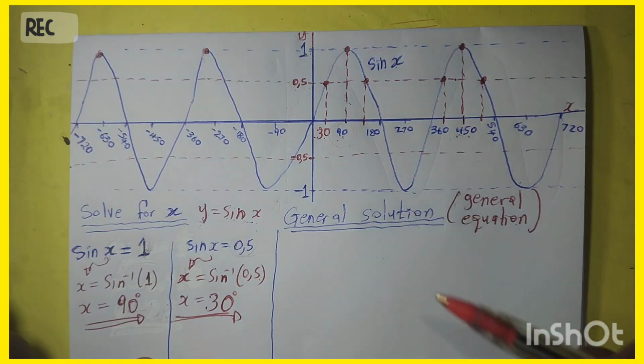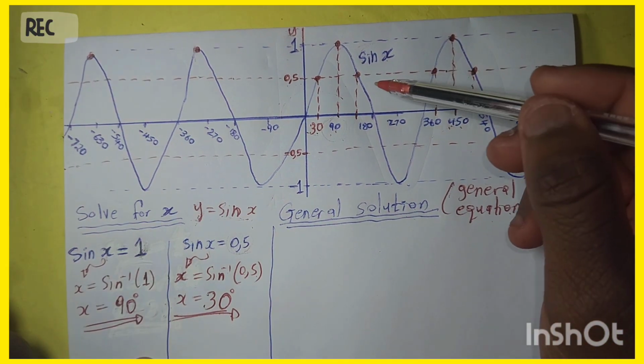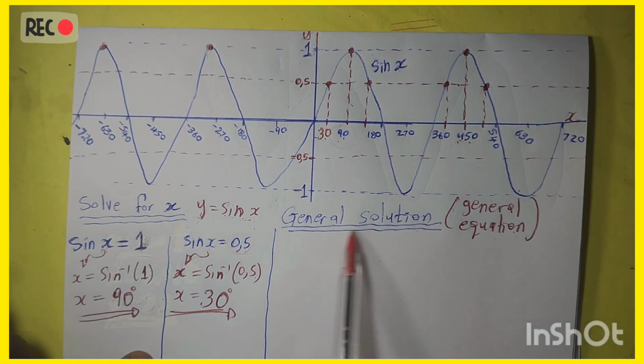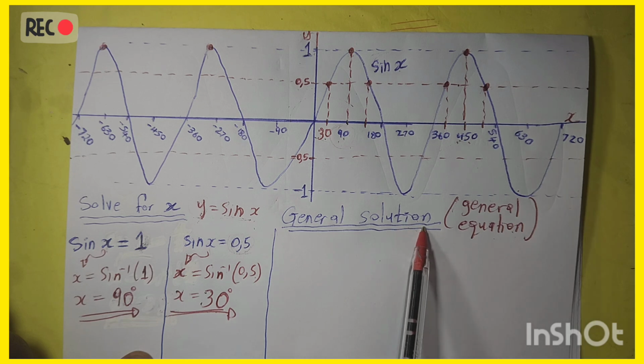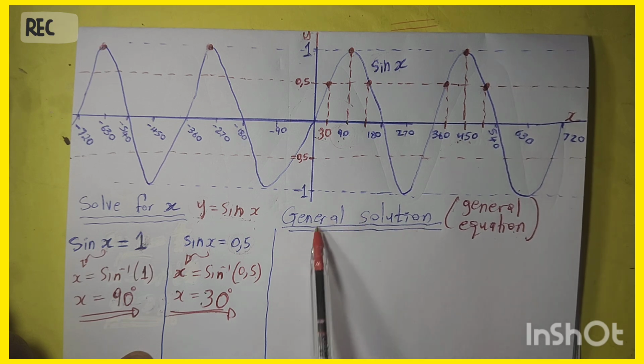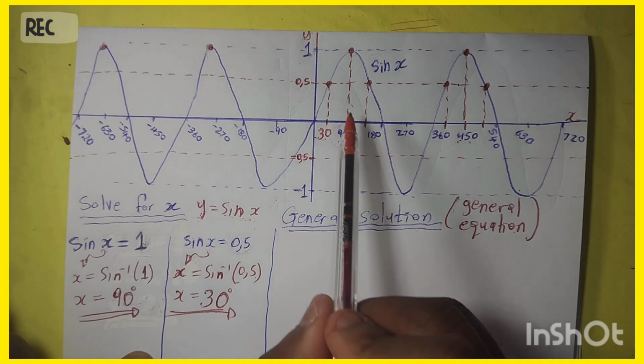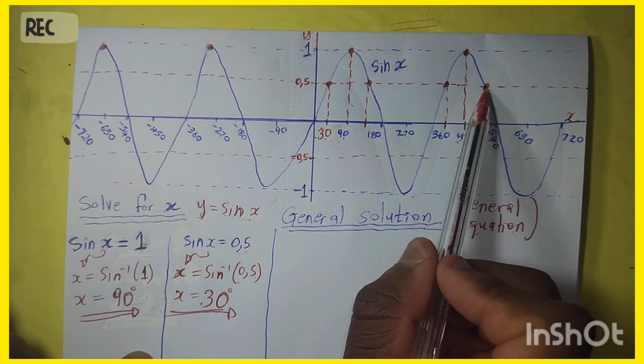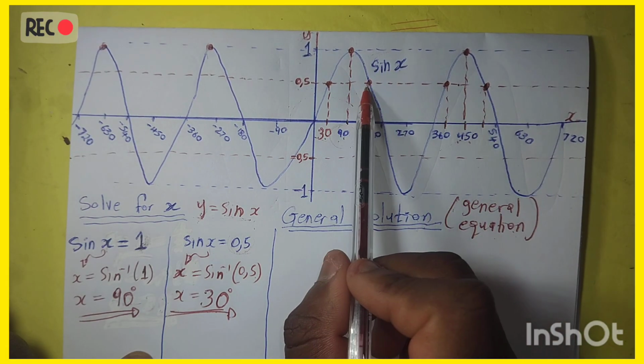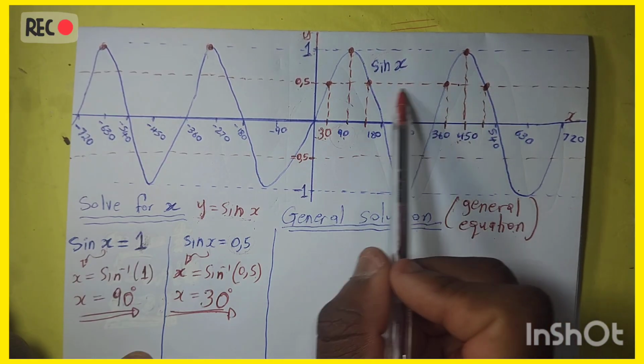So in order for me, guys, to get these values, I will get what we call a general equation. A general equation, guys, which is also called a general solution. We use a general solution to generate specific values in a graph there. Do you see those specific values in a graph?